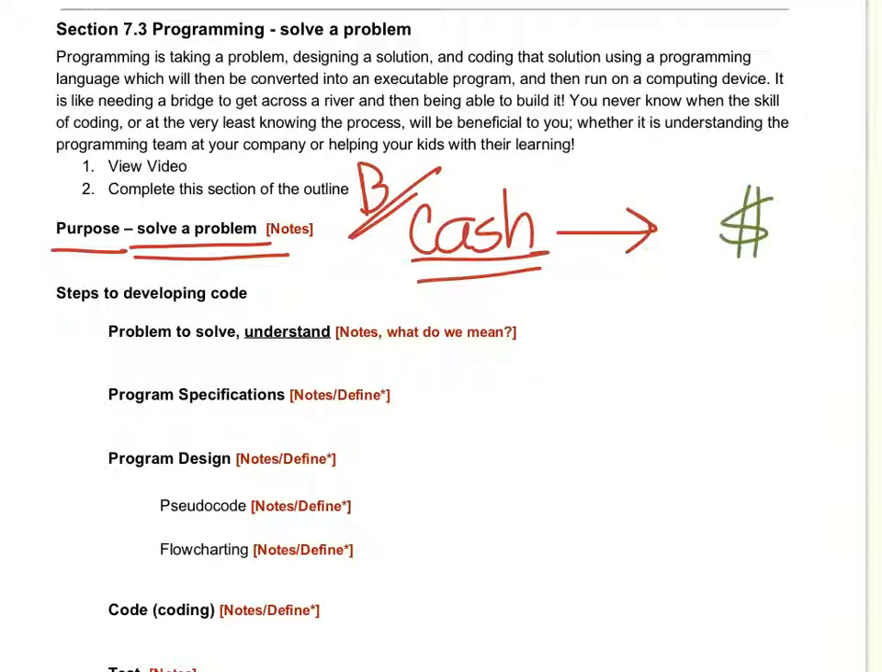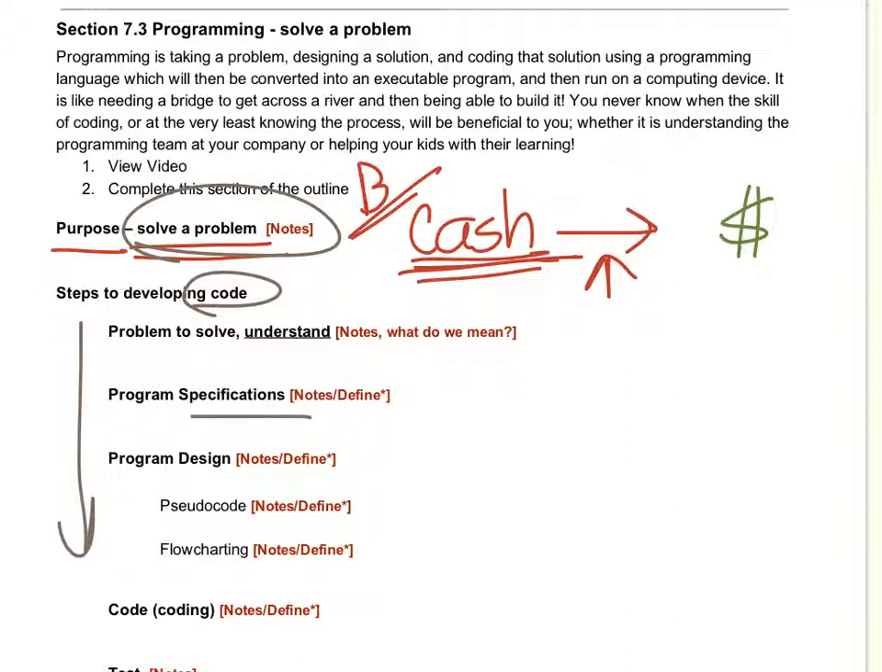And what problem did we solve? Well, we solved the problem of getting robbed if we have too much cash, or we solved the problem of bad checks in some cases, maybe not entirely. So there's something we want to solve, and can we do that by developing software? And we talked about these terms: specifications, design, pseudocode, and so forth.